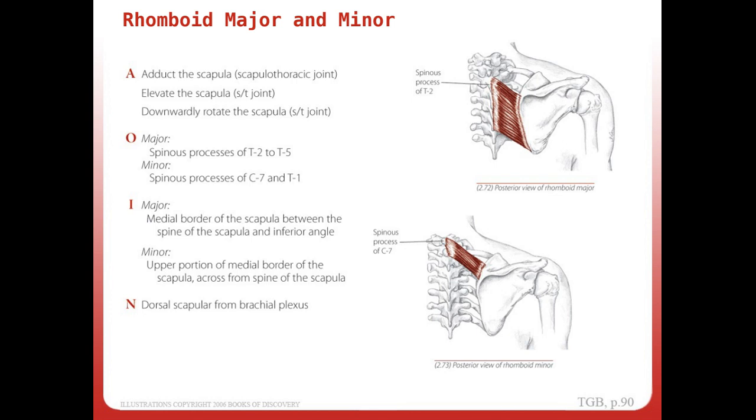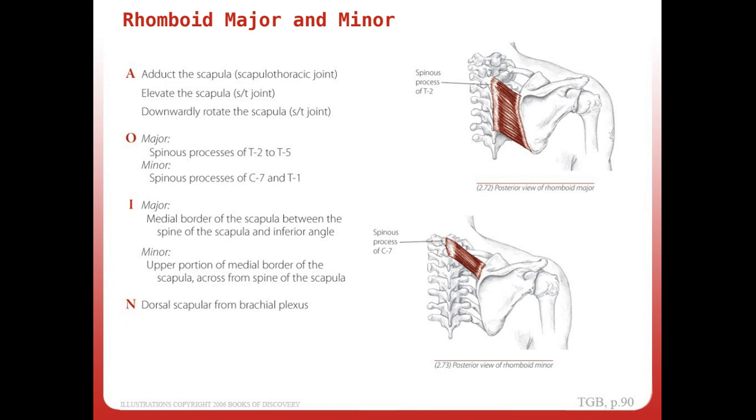So if we take a look at the origin for the major, T2 to T5, if you can remember that, that's in the thoracic region, and the minor is C7 to T1. That's only two spinous processes versus roughly three here. We can guesstimate when we're reading a question if the question has the origin of the major and the minor, and your selections are major and minor. If you can remember that the origin of the minor is less than the major, then that could probably help you answer that question.